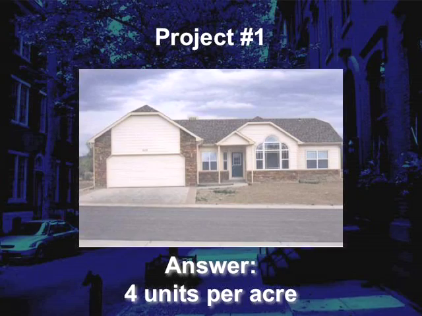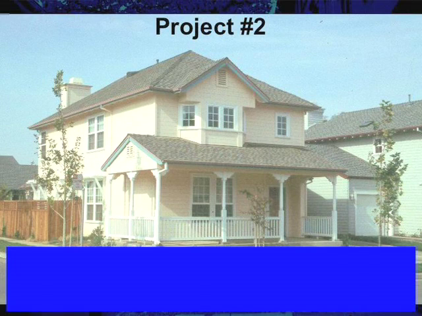This was 4 units an acre. This is outside of Las Vegas. And this is project number 2, another single-family home.